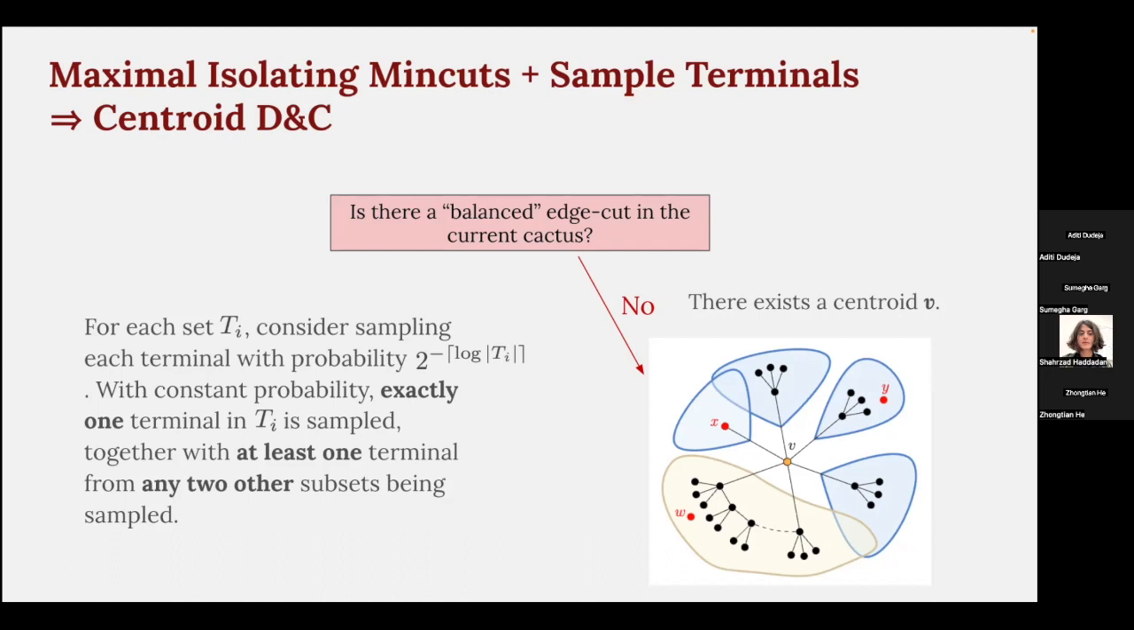So if T_i is small, say T_i is 2, then I just sample each terminal with probability a half. Then with constant probability, one of the terminals in T_i will be sampled. There might be many terminals in the other part being sampled, but if we compute the maximal isolated min cuts, it will recover T_i, because if exactly one of the terminals in T_i got sampled, then it will return the subset.